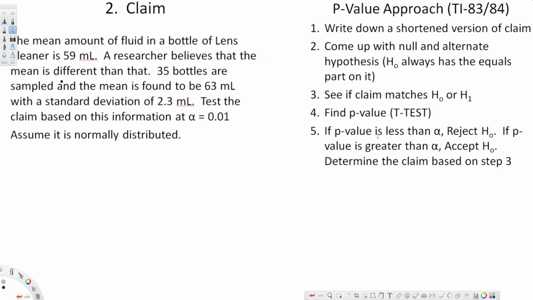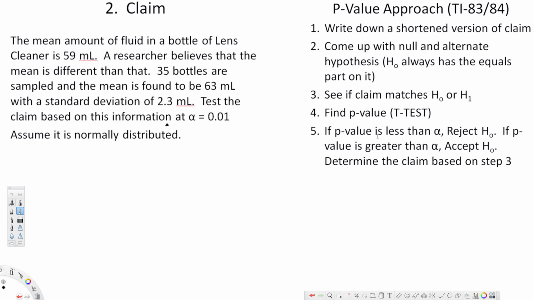Let's look at this problem. The mean amount of fluid in a bottle of lens cleaner is 59 milliliters. A researcher believes that the mean is different than that. 35 bottles are sampled and the mean is found to be 63 milliliters with a standard deviation of 2.3 milliliters. Test the claim based on this information at alpha equal to 0.01. Assume it is normally distributed.